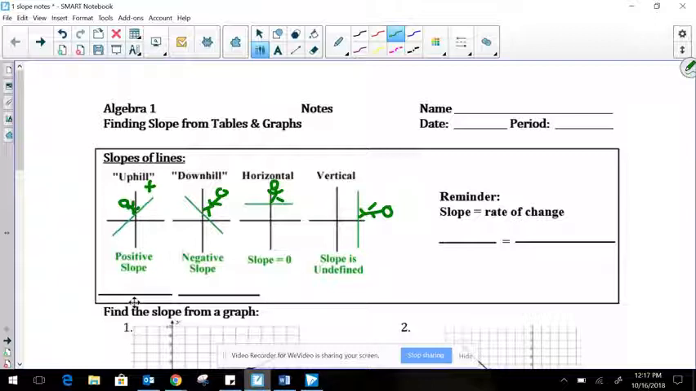So I'm going to add here for your uphill slope, that positive one, we could also say that's increasing. And if you're going downhill, then that would be decreasing. So you can think of that, downhill, decreasing.